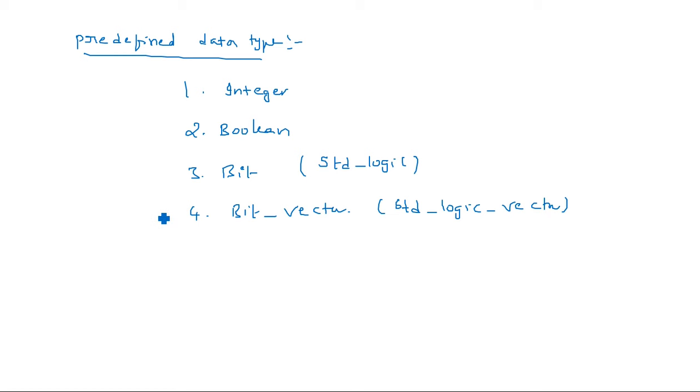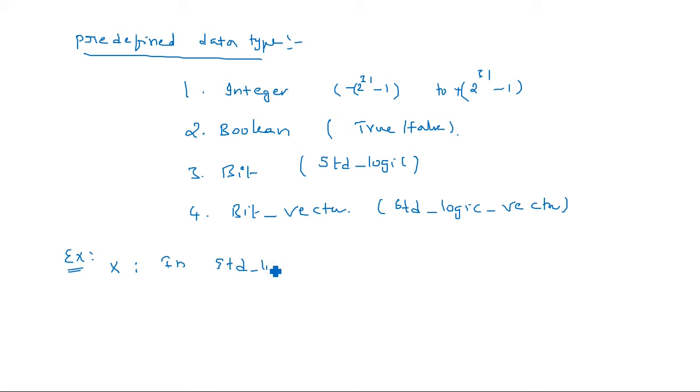We know very well that integer normally has a range from minus 2 power 31 minus 1 to 2 power 31 minus 1. So this is the integer range that we can use in VHDL code. And boolean, as we have just seen, is on and off, or 1 and 0, or true or false. For bit vector, suppose we want to say x is in a mode like input mode or output mode, and it consists of std_logic. This is one example.